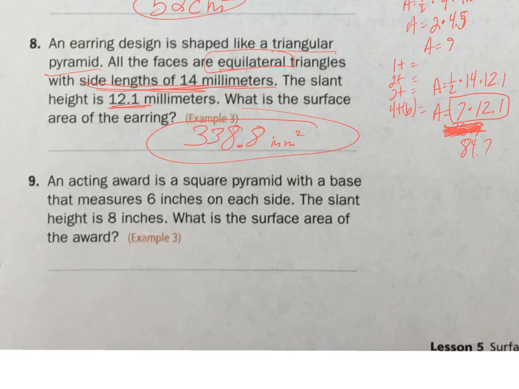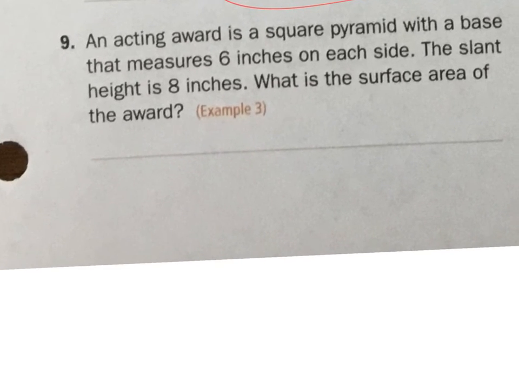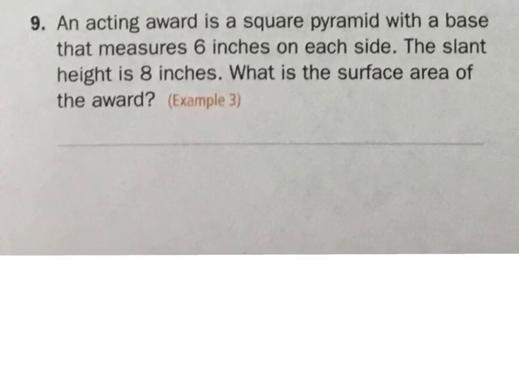Let's do number 9. I'm going to erase some of this and make it a little bigger, and we'll use the bottom. An acting award is a square pyramid. Awesome. Square. And the base is 6 inches on each side. So now I'm going to have 1 triangle, 2 triangles, 3 triangles, and 4 triangles. And then I'm going to have 1 parallelogram, which is the base. And it's a 6 by 6, so that's 36 inches squared.